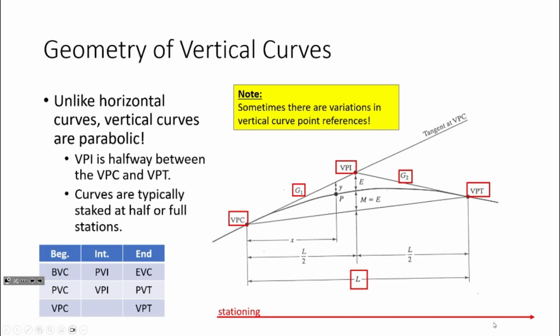You might sometimes also see BVC or EVC over here, but essentially what we're talking about is the vertical point of intersection, the vertical point of curvature, and the vertical point of tangency. Very much akin to what we did in horizontal curves, just with a V added to indicate that we're talking about vertical curvature, not horizontal curvature. The idea is kind of the same. Whenever we're staking out a vertical curve, typically we'll stake it out at either half or full stations, depending upon the curve. I believe on your homework, I'm having you do it at half stations, but you'll see what I mean. Once you know how to do one, it's pretty simple.